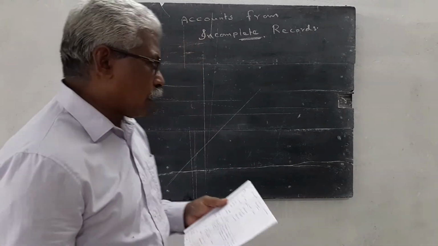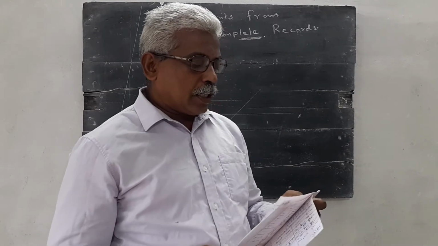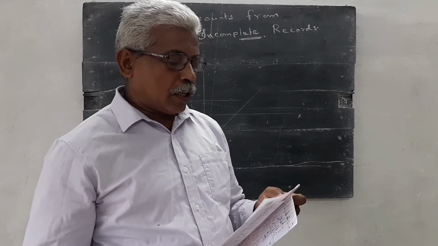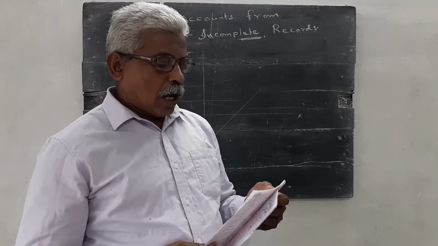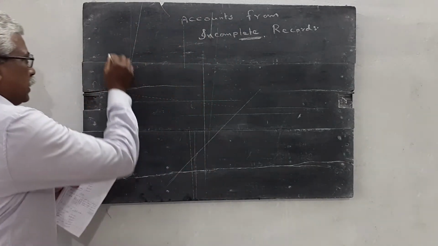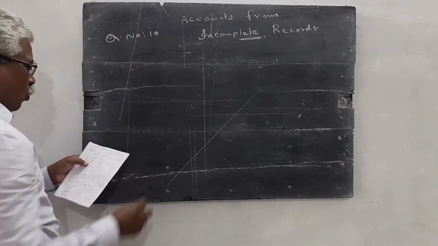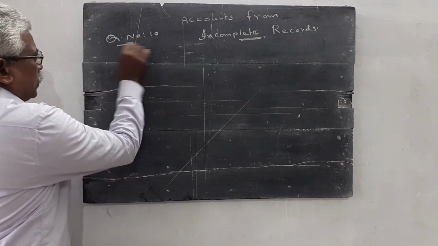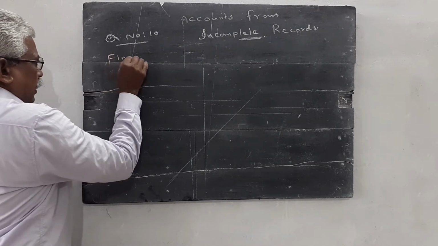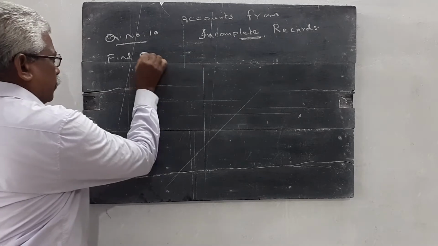Here, as per the Tamil Nadu Textbook Society Accountancy book, question number 10, accounts from income records, I am going to explain now. Question number 10. Here, I want to write the question. Find out credit sales.